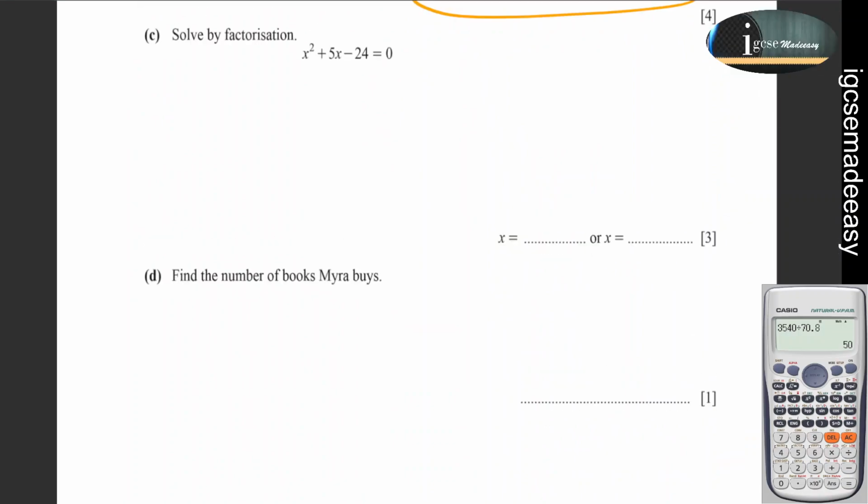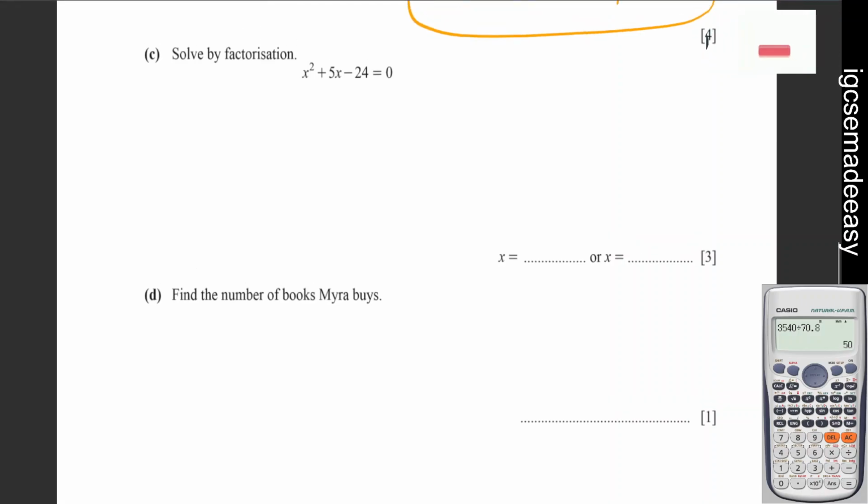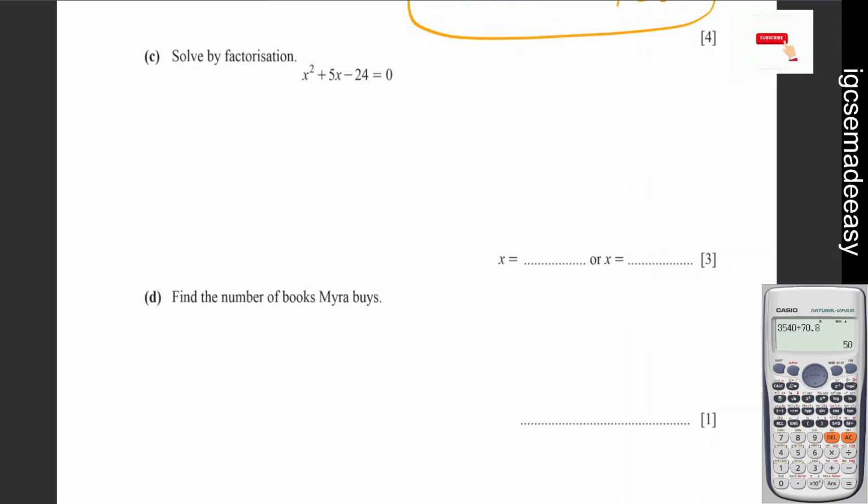Okay, then after that, solve by factorization. So we have to factorize this equation. We can use middle term split to solve this. We can multiply the extreme terms. The multiplication of the extreme terms is minus 24.